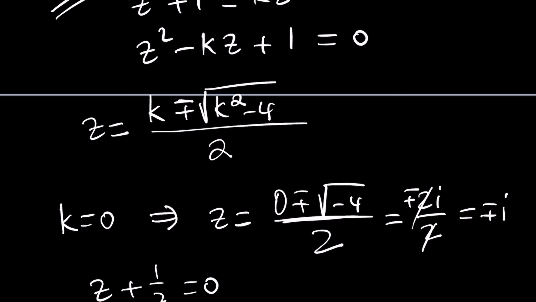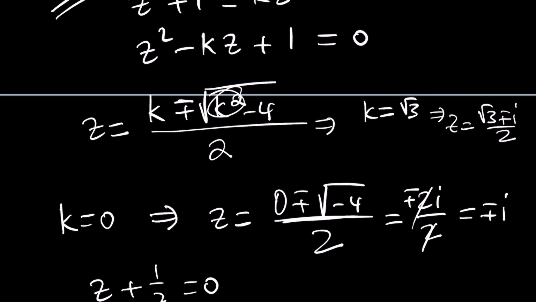For example, if k is equal to square root of 3, why am I picking these weird values? Because I still want this to be non-real. That'll be 3 minus 4, which is negative 1. The square root of negative 1 would be i. So it'll look like this: z would look like square root of 3 plus minus i, divided by 2. And that should definitely be familiar to you.